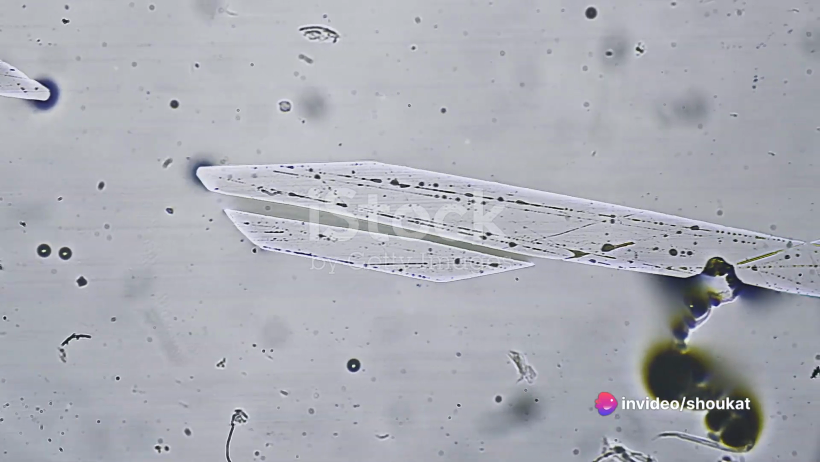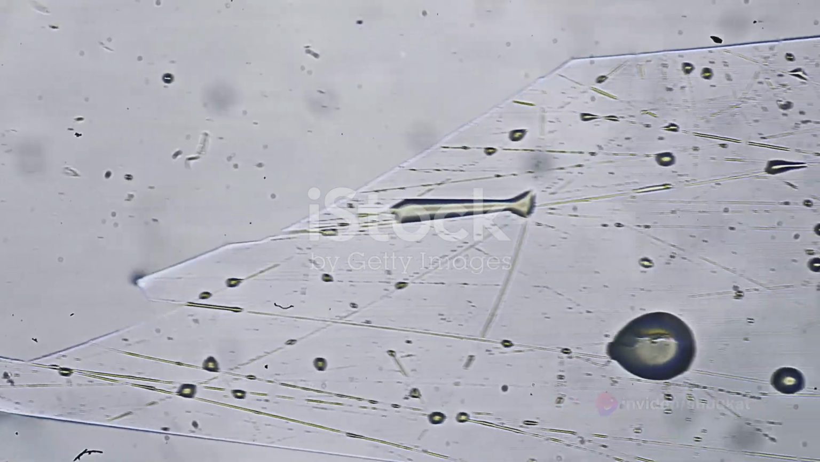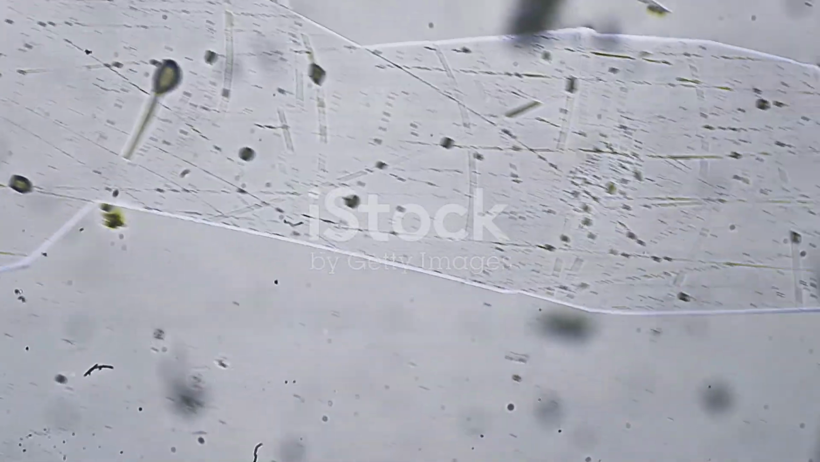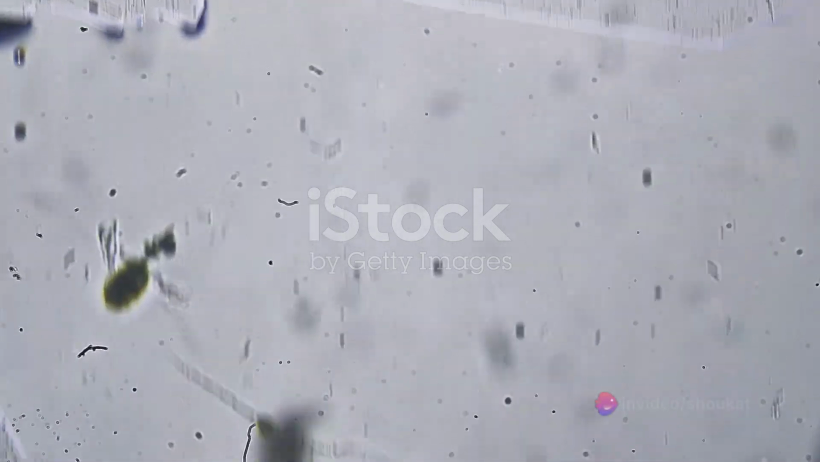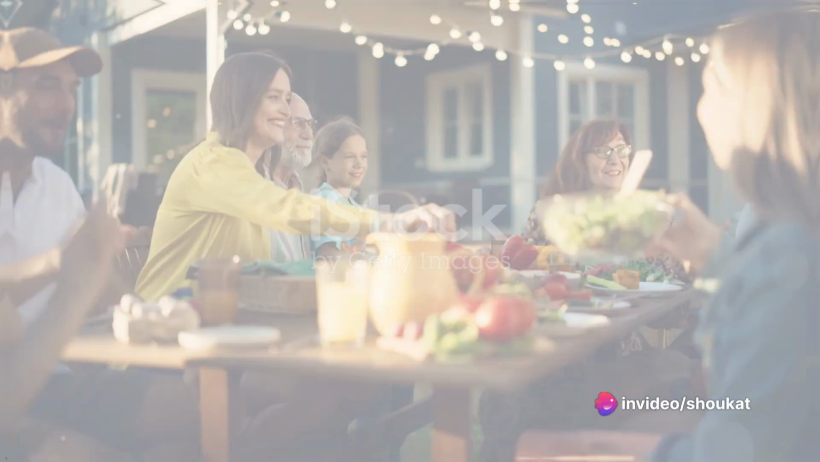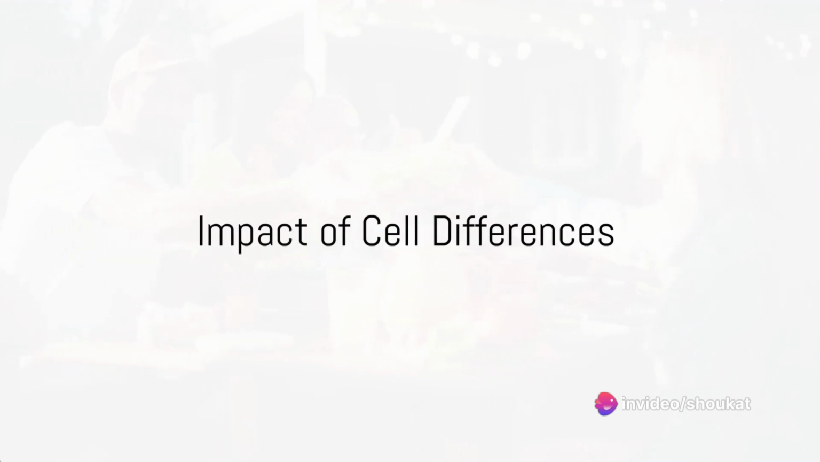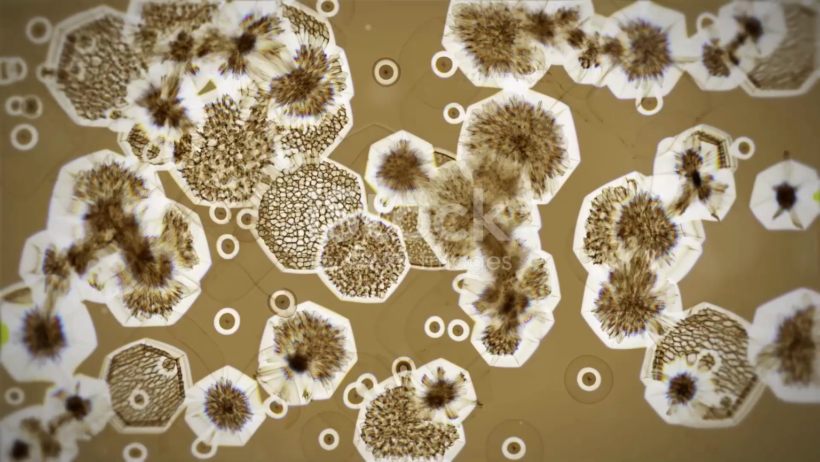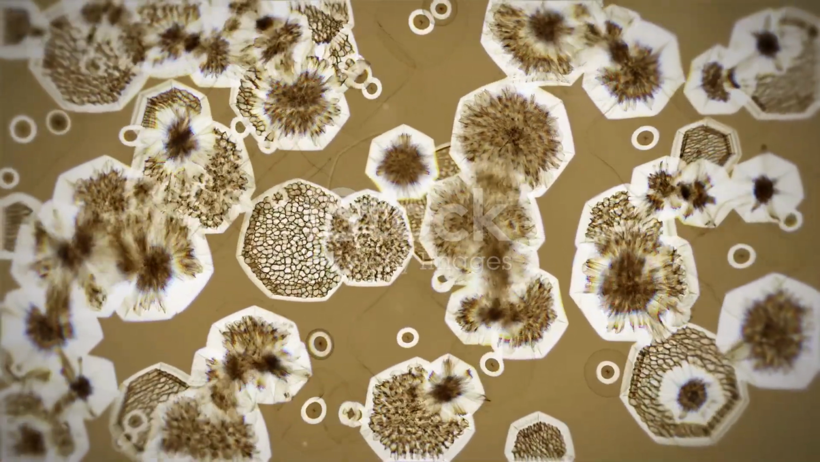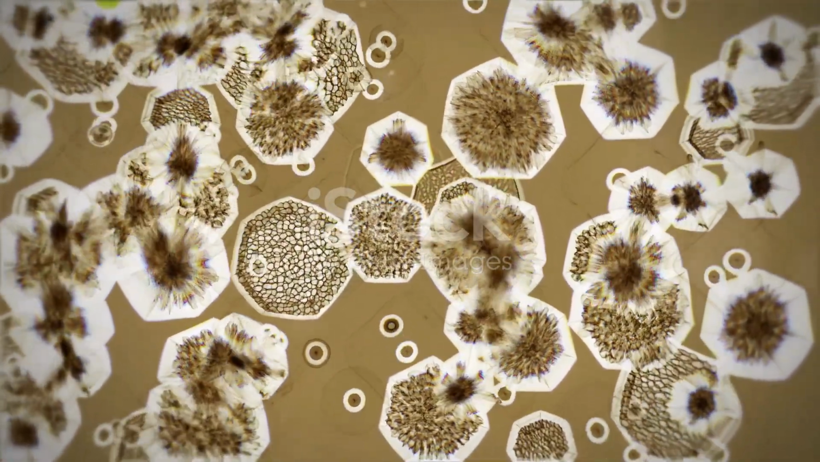In terms of examples, prokaryotic cells are typically found in bacteria and archaea, while eukaryotic cells make up all other forms of life, including plants, animals, and fungi. Finally, these differences greatly impact the functions and behaviors of living organisms. The simplicity of prokaryotic cells allows them to multiply quickly and adapt to harsh environments.